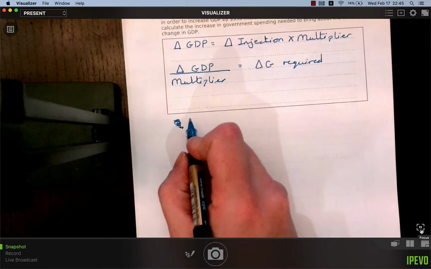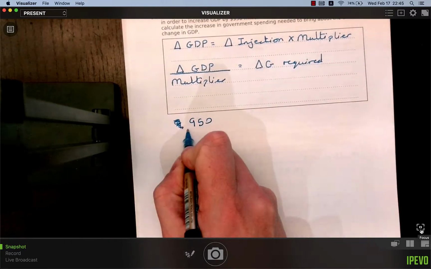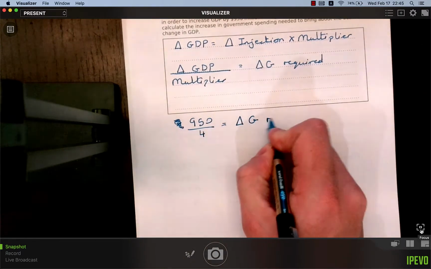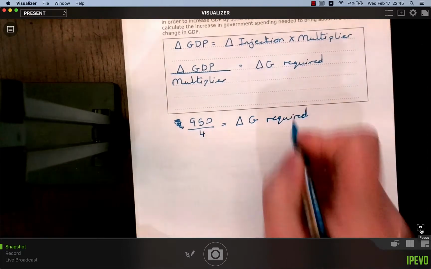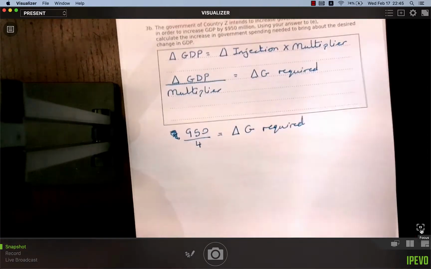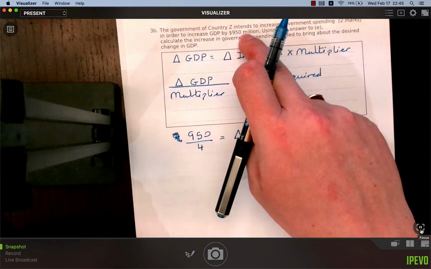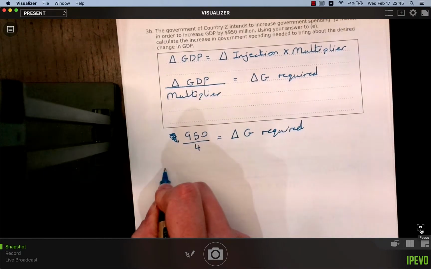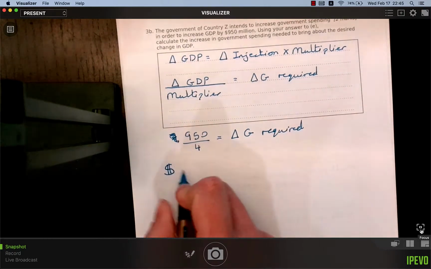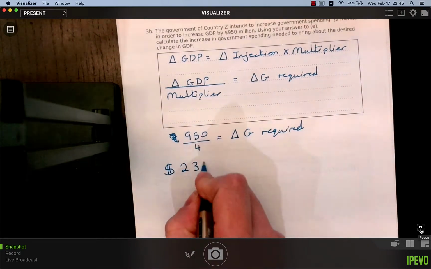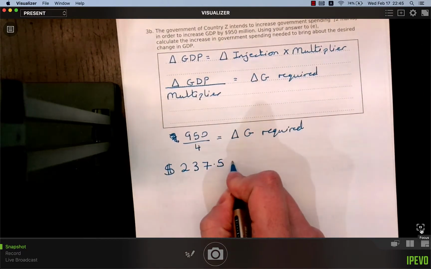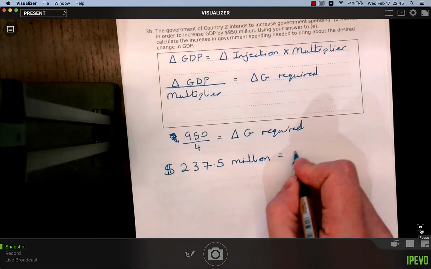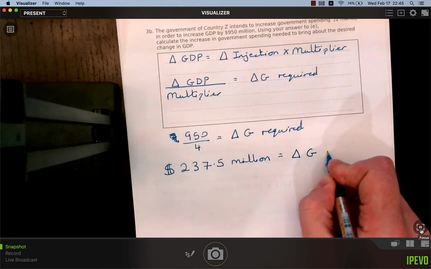Okay, so it's 950 divided by 4. And what does that equal? That's just the change in government spending that's required to cause national income to rise by the desired 950 million. Okay, no problem there. So if we do that, and here's something I've prepared earlier, we get an answer of $237.5 million. I put the dollar symbol there. And that equals the change in government spending required.